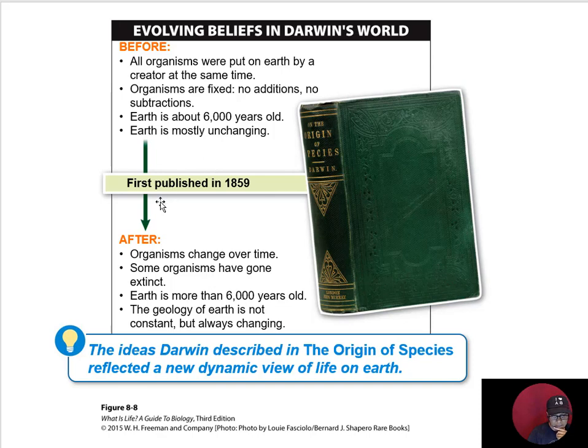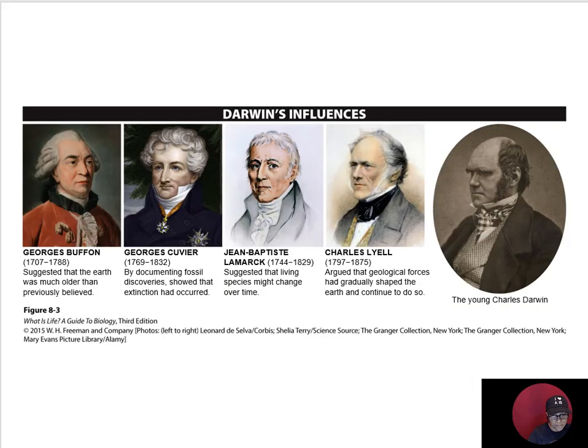Now, Darwin's theory was first published in 1859, and after his theory, we understood that organisms do change over time, that some organisms have gone extinct. They don't exist anymore, that the Earth is actually more than 6,000 years old, and the geology of Earth is not constant, but it's always changing. And so that's what this theory has brought about.